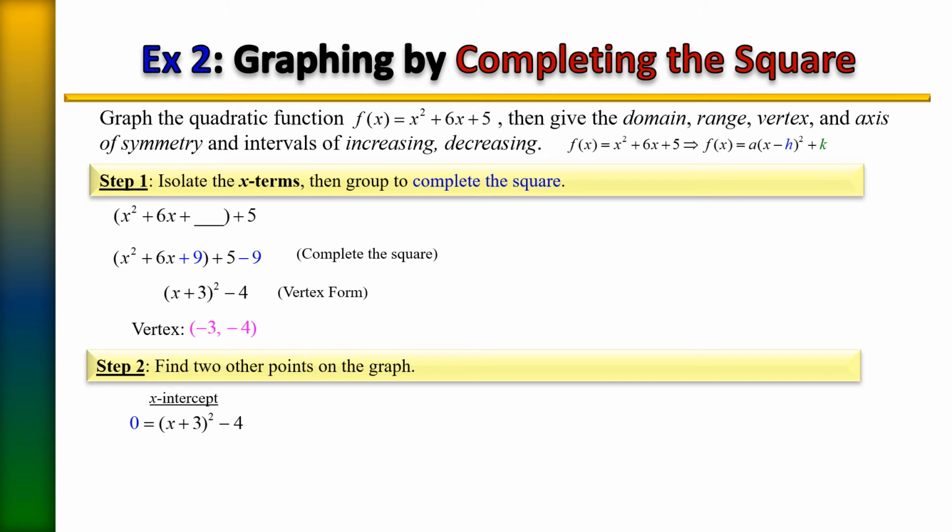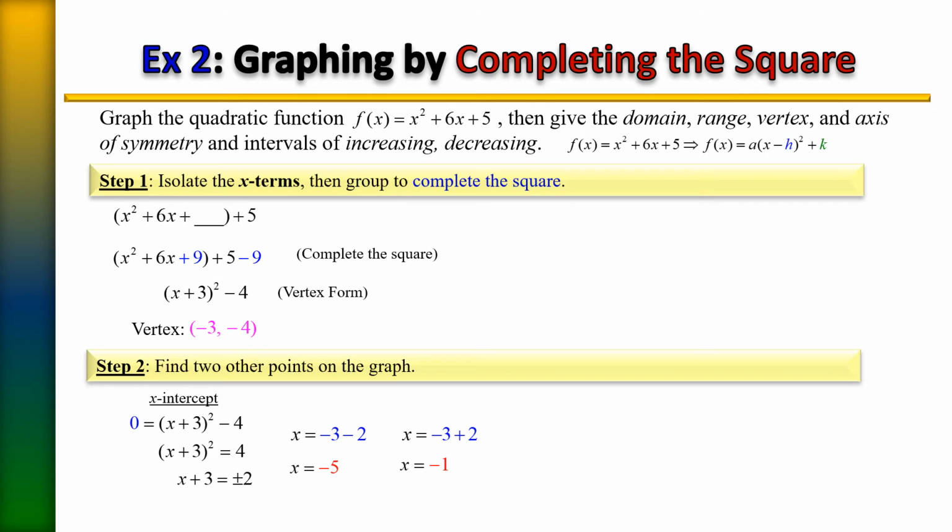We're going to solve this using the square root property, which is to add 4 to each side, take the square root of both sides, and that's going to leave you with x plus 3 on the left side and plus or minus 2 on the right side. Last step to solving that is to subtract 3 from each side, and you're going to have negative 3 plus 2 and then negative 3 minus 2. So those two values, once we combine those numbers, are negative 5 and negative 1. So those are my x-intercepts.